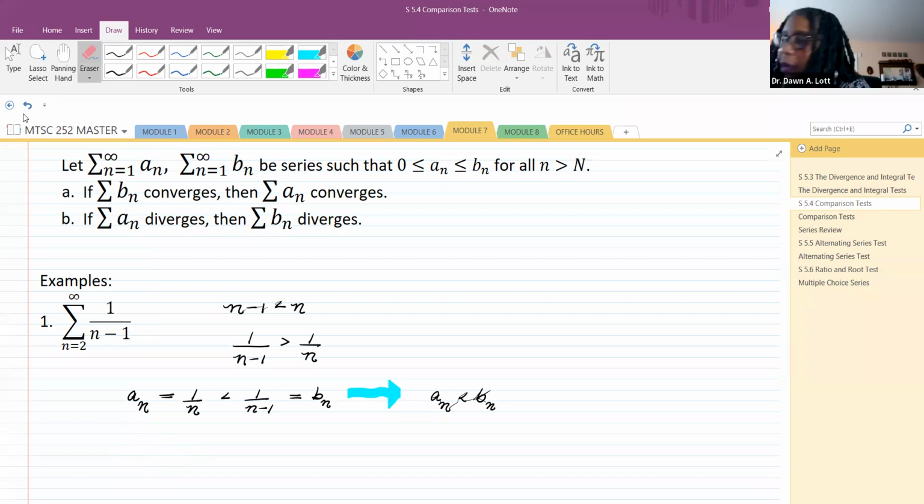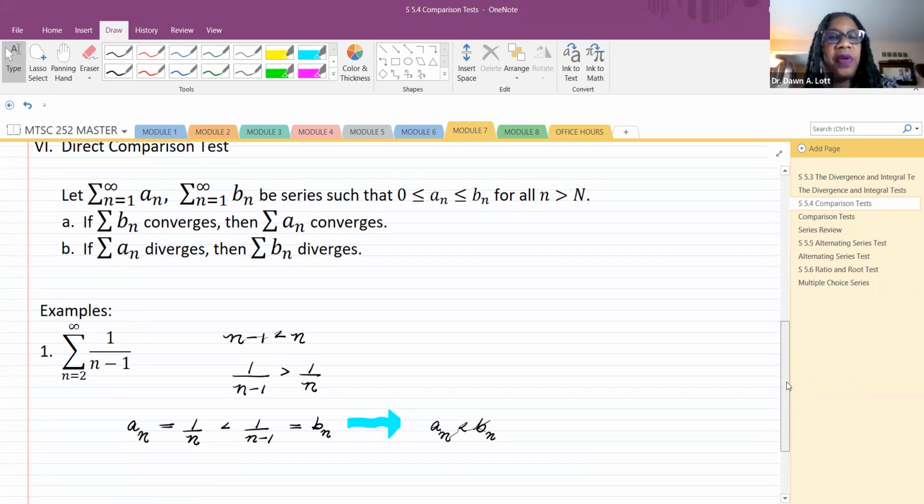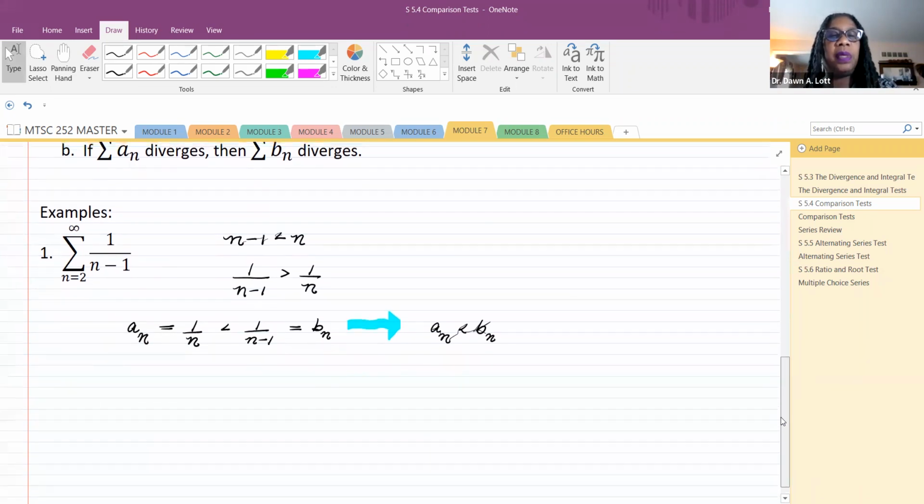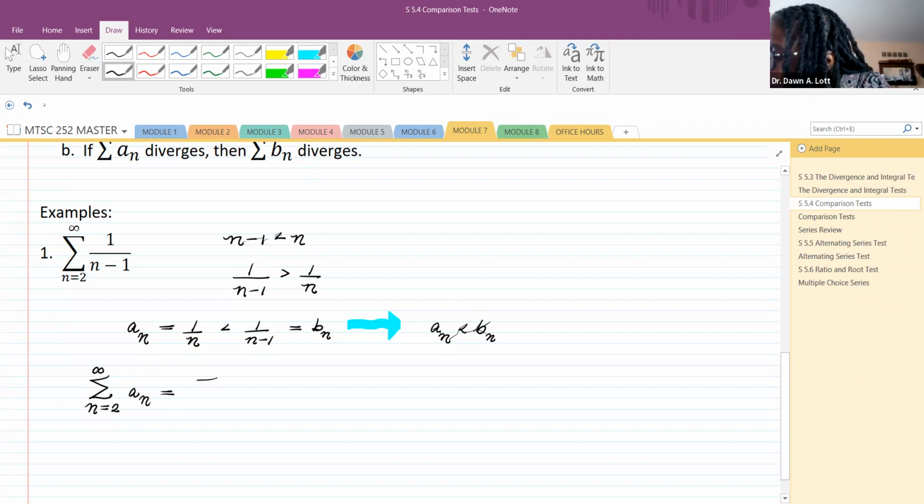Okay, all right, so now that I have an is less than bn, let's look at what my theorem says. My theorem, or my definition, says if I have two series and Bn converges, then An converges, or if An diverges, Bn diverges. So let's look at summation An. The summation n equal 2 to infinity of An is the summation n equal 2 to infinity of 1 over n.